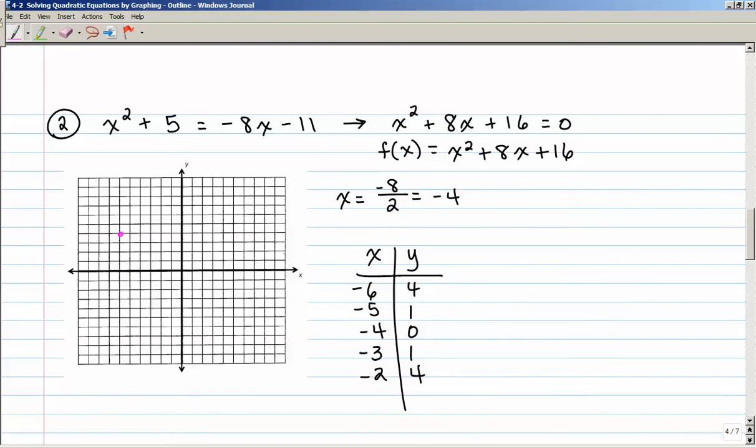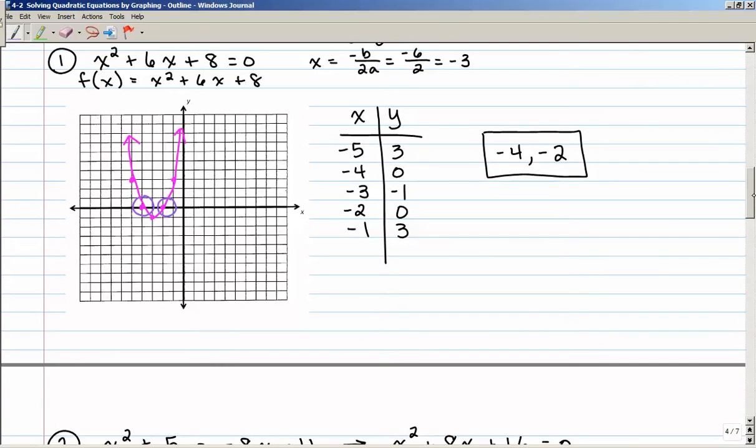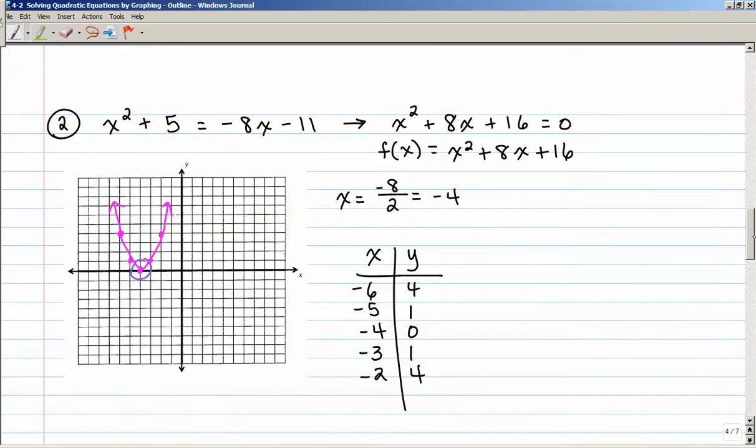6, 4, negative 6, 4, negative 5, 1, negative 4, 0. And sure enough, this graph touches the x-axis in only one place. Whereas in our previous graph, the parabola crossed the x-axis in 2 places, this one just touches it in one place. So my only solution is x equals negative 4. And that's my one solution.